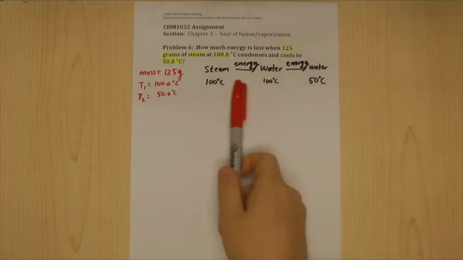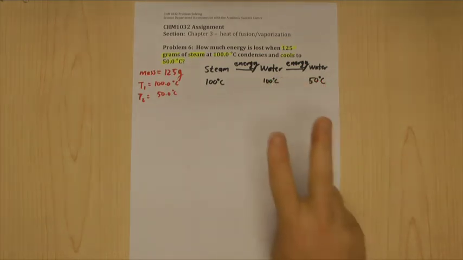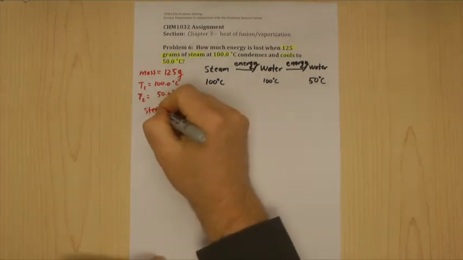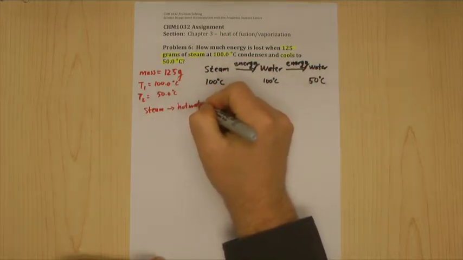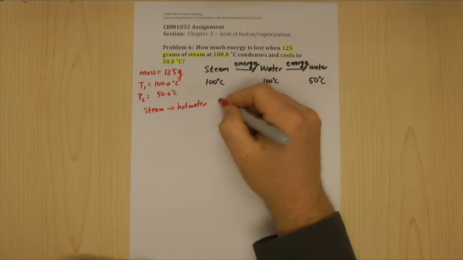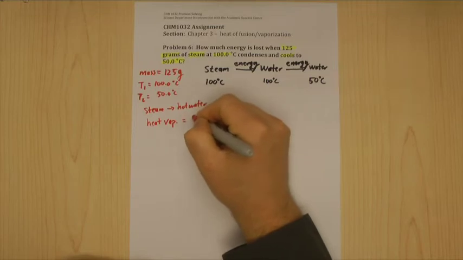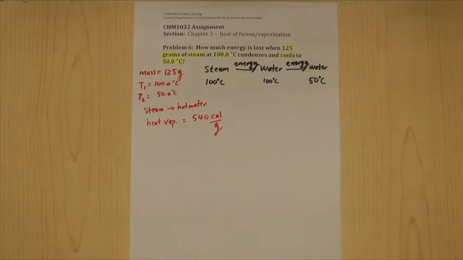Well, this is a heat of vaporization question. This is a specific heat question. So we have to do two calculations. First, to go from steam to hot water, let's say. That's heat of vaporization. And we know that the heat of vaporization is 540 calories per gram. How do we know that? We look it up in a book. Well, I'll give it to you on an exam. You don't have to memorize that.